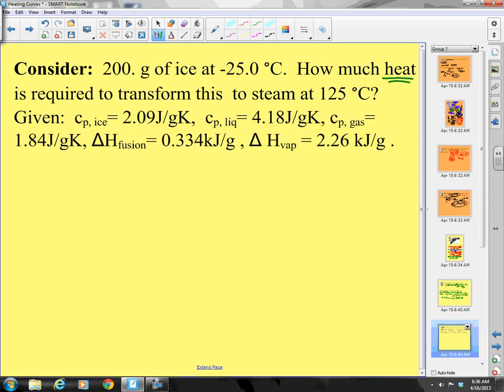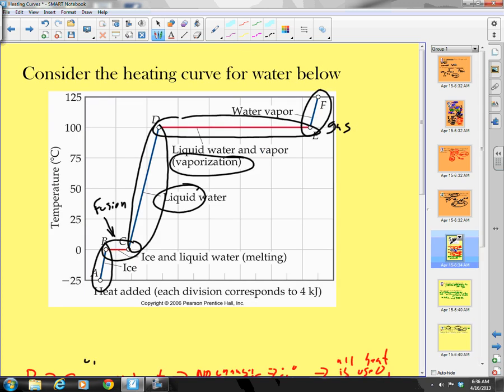How do you calculate the heat of that? Consider 200 grams of ice, and we're going to start at minus 25. How much heat is required to transfer this ice to steam, which means gaseous water, right, at 125? So really, we want to start at minus 25, we want to go to 125, and we want to figure out how much total heat is added.